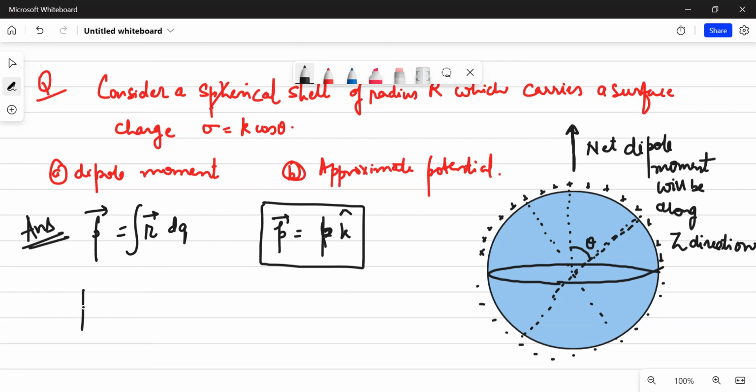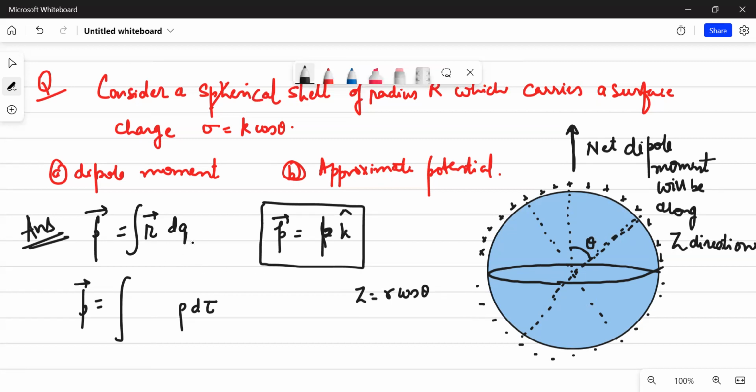And so p vector, if I want to integrate, it will be equivalent to writing rho d tau. Since p vector is along the z-axis, this r I need to take along the z-axis. So if I take r along the z-axis, I know z is equal to r cos theta. And if I take it along the z-axis, your theta becomes 0. So theta should be 0.